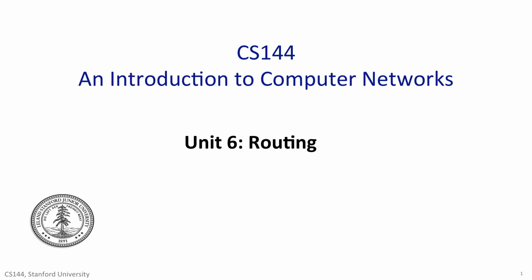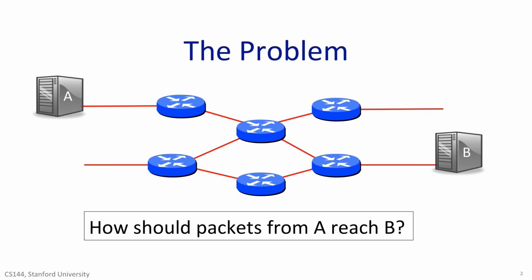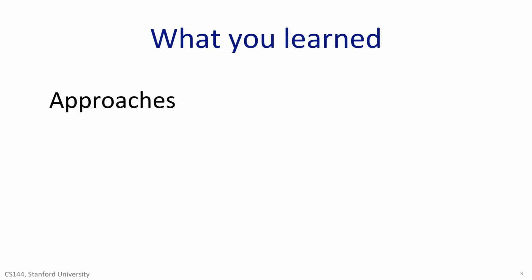In this unit, you learn how to answer the following question. How should packets from A reach B? Or in the multicast case, how should packets from A reach B, C, and perhaps other end hosts too? We started by studying 4 basic approaches used when routing unicast packets from one end host to another.